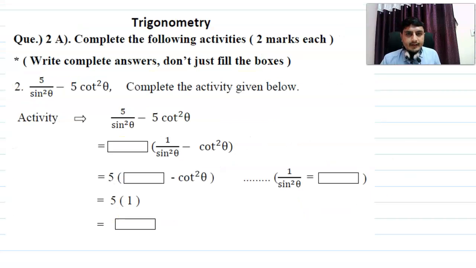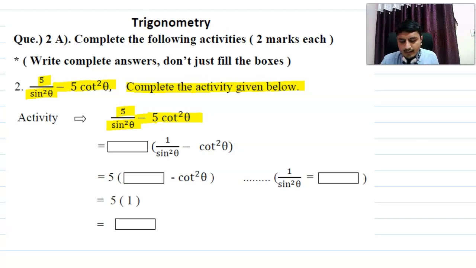Now 1 square is equal to 1, and that is equal to our RHS. Now look at the second activity. We have an expression of the form 5 divided by sin square of theta minus 5 times cot square of theta. Complete the given activity. Look here, 5 divided by sin square of theta minus 5 times cot square of theta is the trigonometric expression given here.